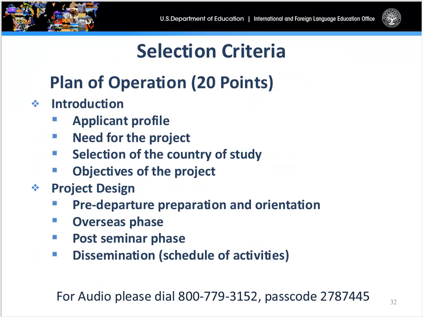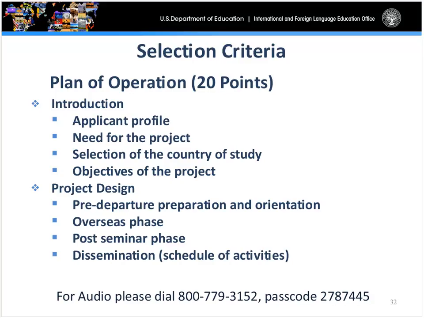As you can see here, it's also a good opportunity to do an introduction. You talk about exactly who you are as an applicant. The overall design, as I mentioned before, you're going to give us a step-by-step account of who you are as an applicant in this section of the criterion, worth 20 points.